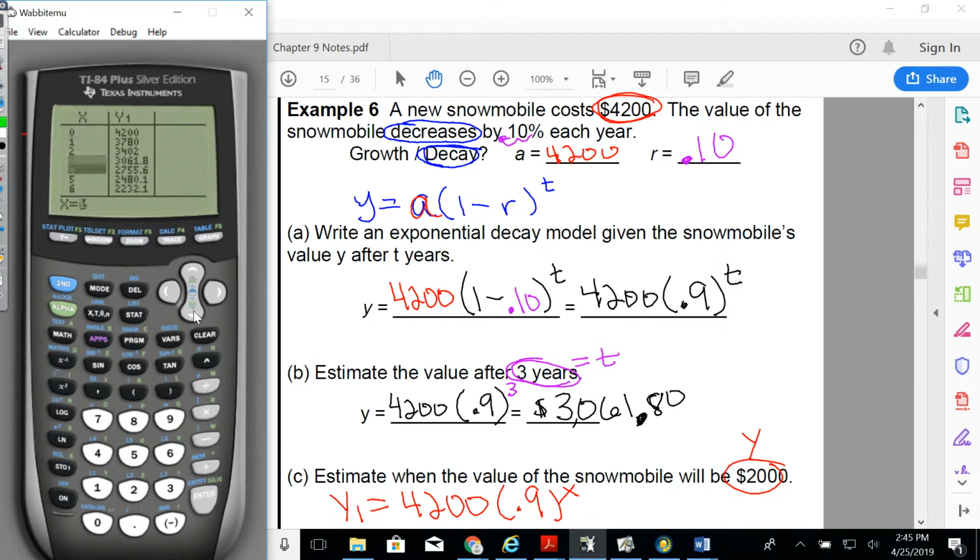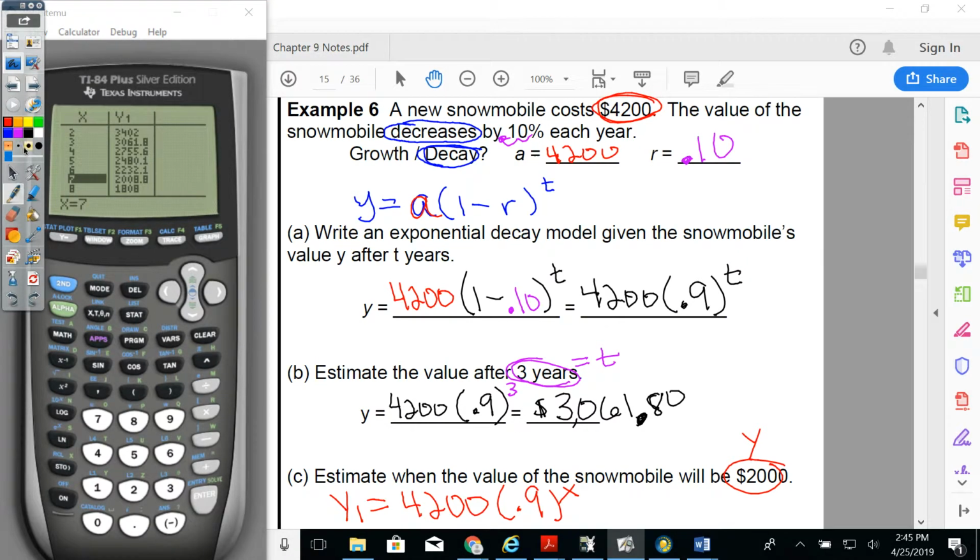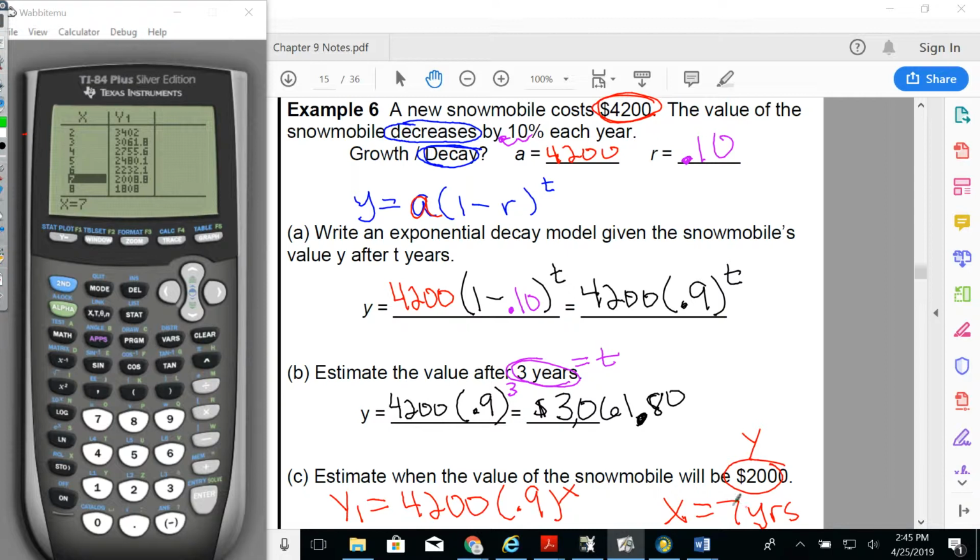So starting at 42, go down. So right here, this one is closer to 2,000 than this one is, even though that's below it. This is the one that's closer to it. So we'll do 7 years. So x equals, because we're looking for x, 7 years as our final number there.